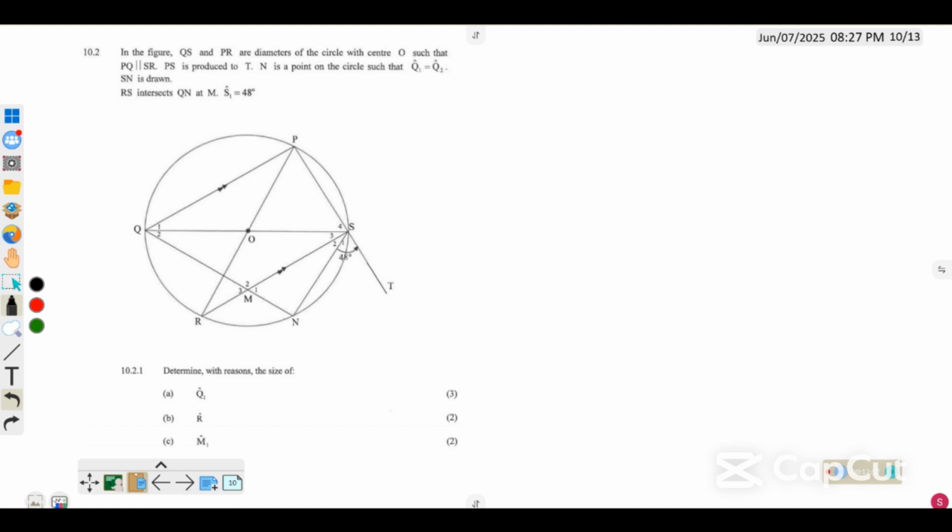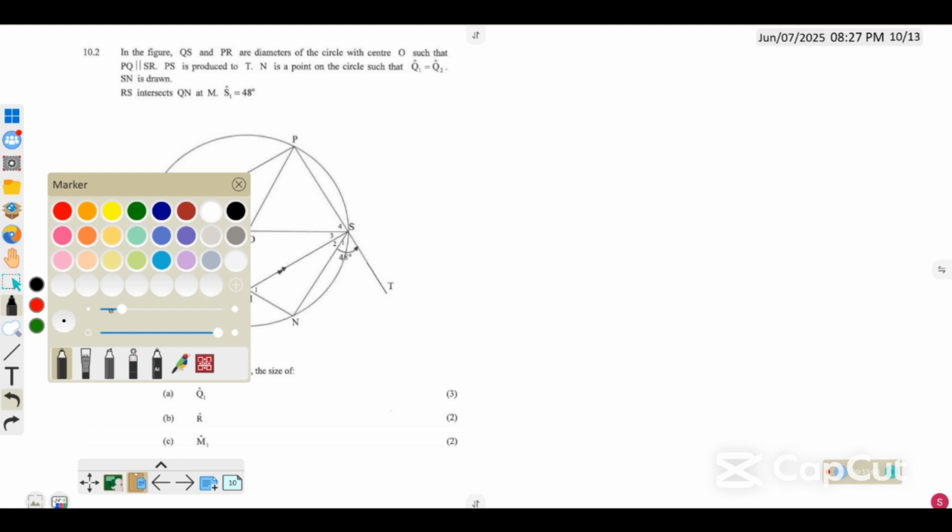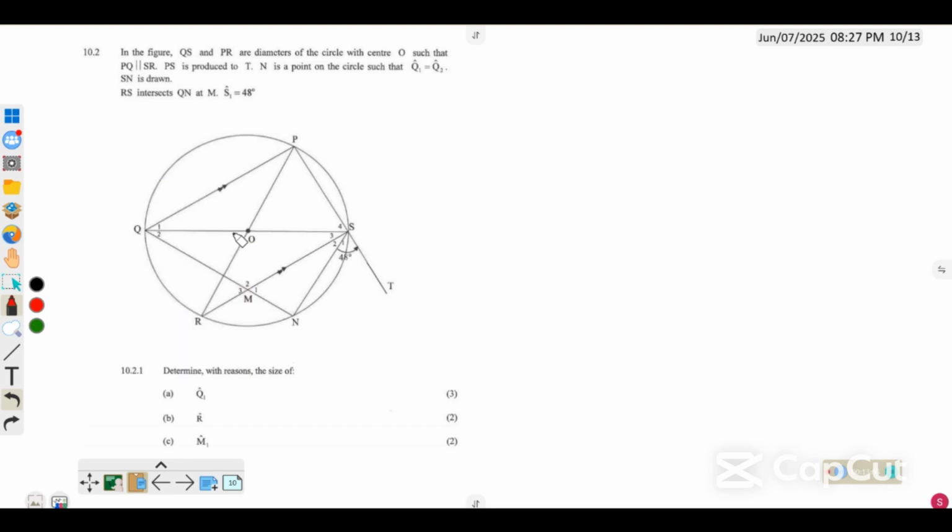So let's look at this. In the figure, QS and PR are diameters. So we have two diameters. Usually when I see a diameter, I like to mark the 90 degrees so that I know what I'm working with. So QS is a diameter, which means this has to be 90 degrees. It's subtended by that. And then which other diameter? We have QS. The very same QS subtends another angle there, which is this one, as you can see. But we also have PR. PR subtends this angle at the circumference. So PR subtends that 90 there. Any other 90 degrees? Okay, I don't see any.